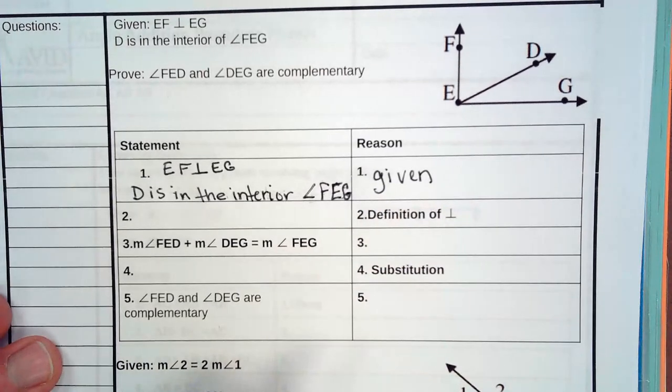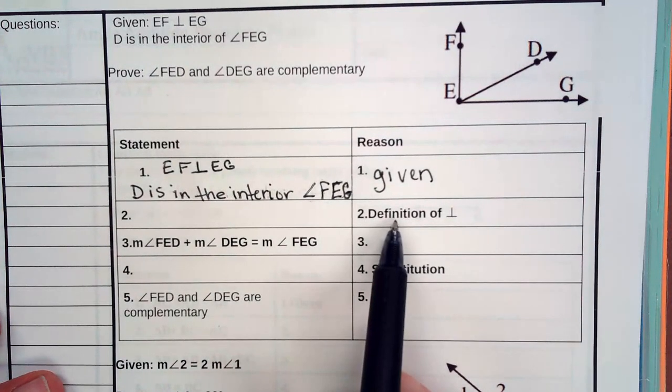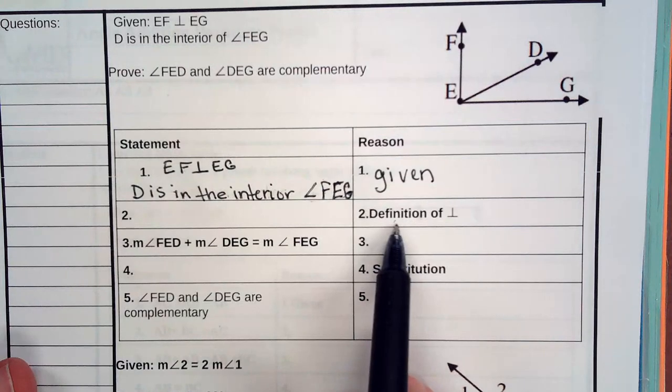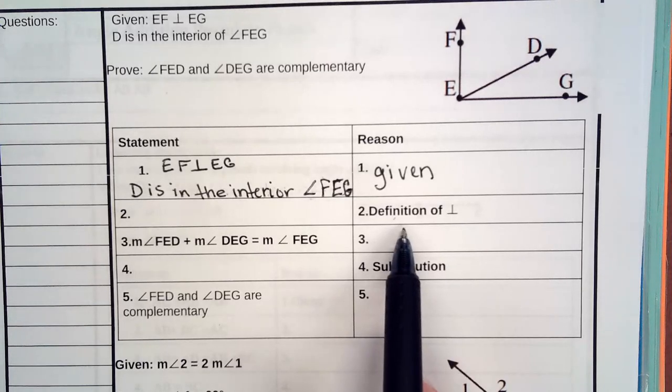Okay, so we know the first statement and reason. Now we're looking at the second reason. It says definition of perpendicular. The definition of perpendicular is what? We know that if we have perpendicular lines, how many degrees must they have? Well, they've got to be 90 degrees.